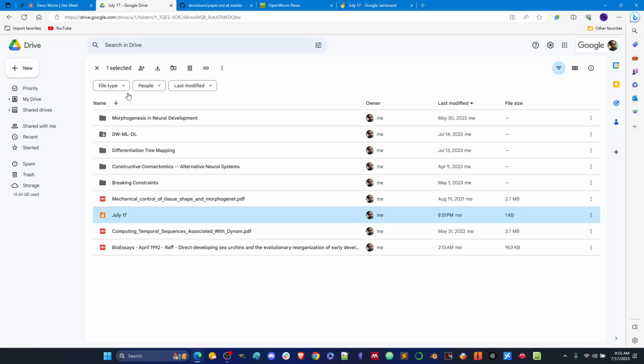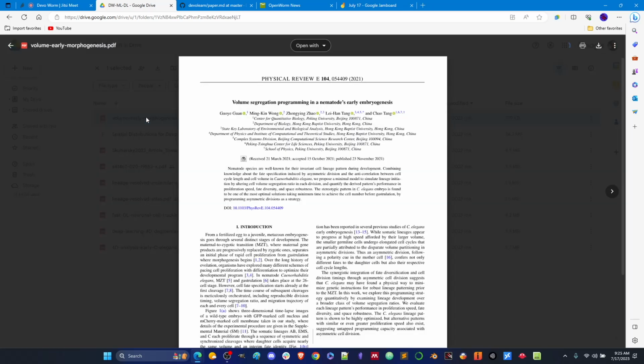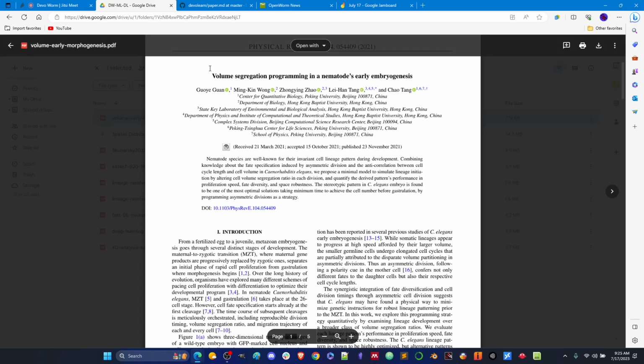The other thing I wanted to talk about is that I have a library of papers. This is stuff from across the meetings in the last three years or so, that we've talked about with respect to DevoLearn and some of the things that other people have done. For example, this paper is about volume segregation programming in a nematode's early embryogenesis. This is from Physical Review E.